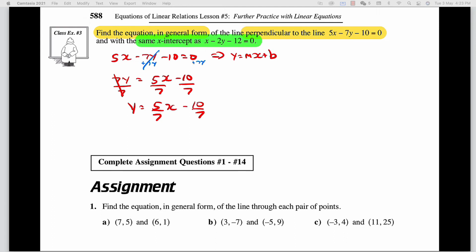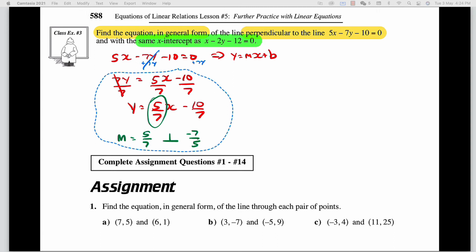And what we're concerned about is the slope right here. And what do I know? This slope, which equals 5 over 7, the perpendicular slope is going to be negative 7 over 5. So the slope of my new line is going to be negative 7 over 5. Okay, so let's just reduce this down a little bit.